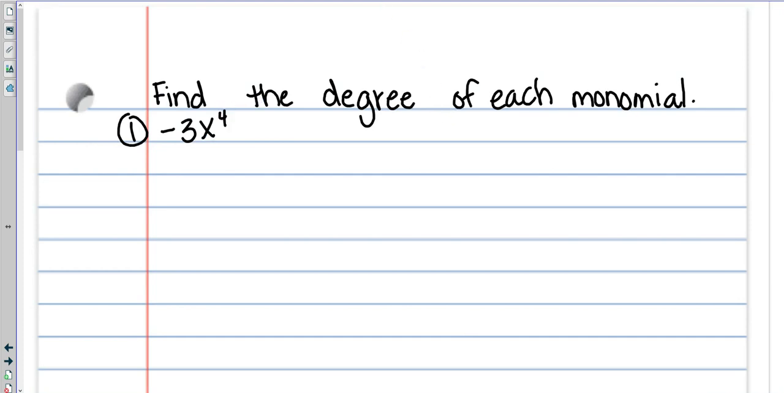Okay, so here we have to find out the degree. You look at the variable and the exponent. Since there's only one variable, it's only this one, so the degree is 4.